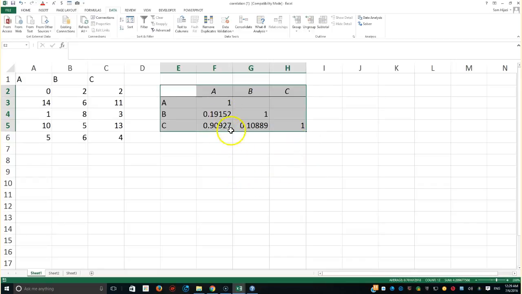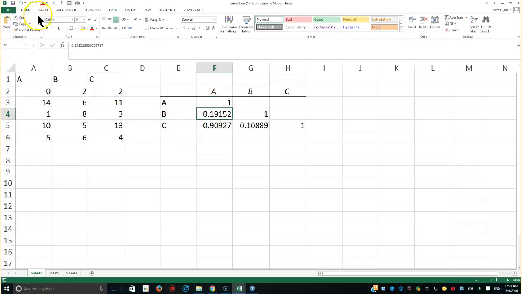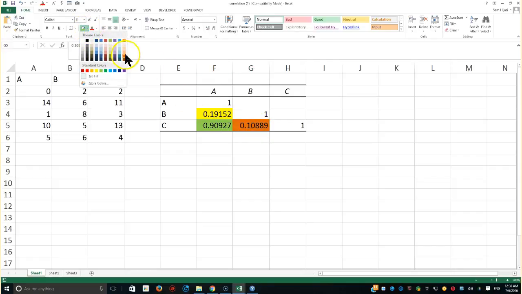So what did we get? First of all, I could tell you that A and B have no correlation whatsoever. It's a very tiny value, 0.19. Between A and C, they have really strong correlation, as you notice. B and C have extremely small correlation, even smaller than A and B.